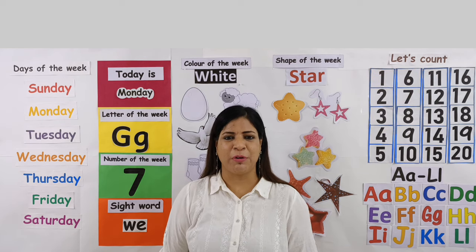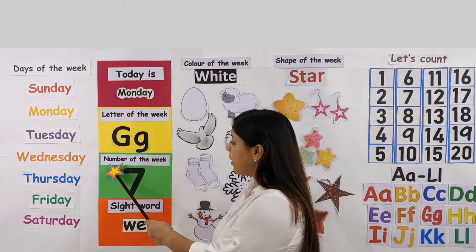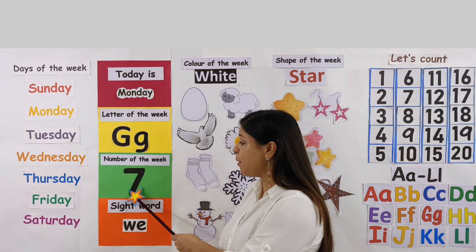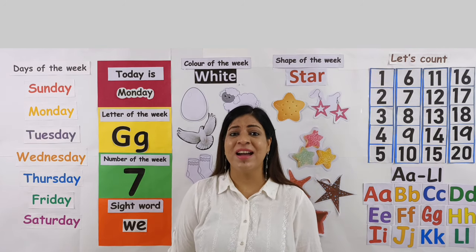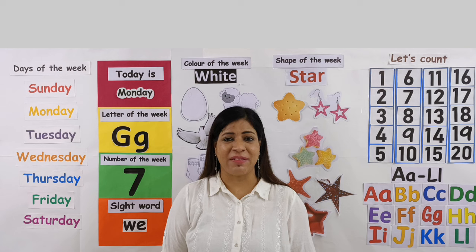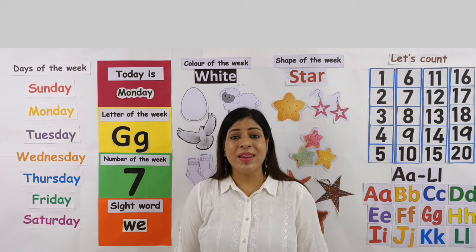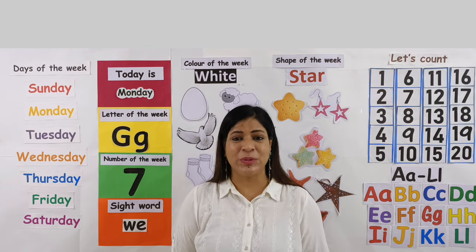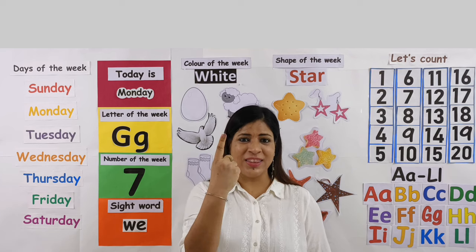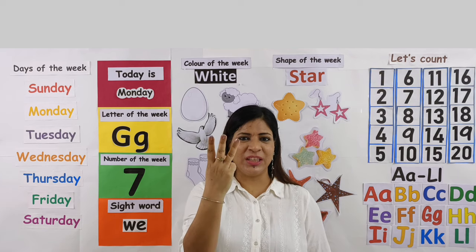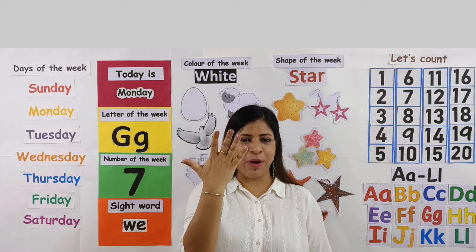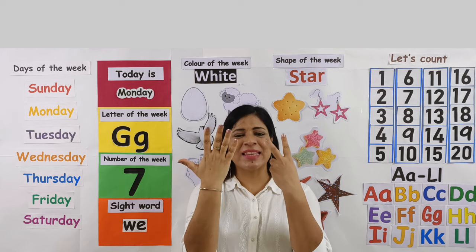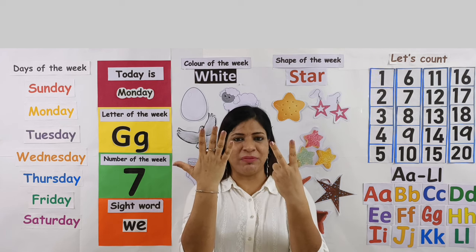Now let's see the number of the week. Number of the week is number 7. A rainbow has 7 colors. Now let's count number 7 using our fingers. 1, 2, 3, 4, 5, 6, 7. I'm holding up 7 fingers.